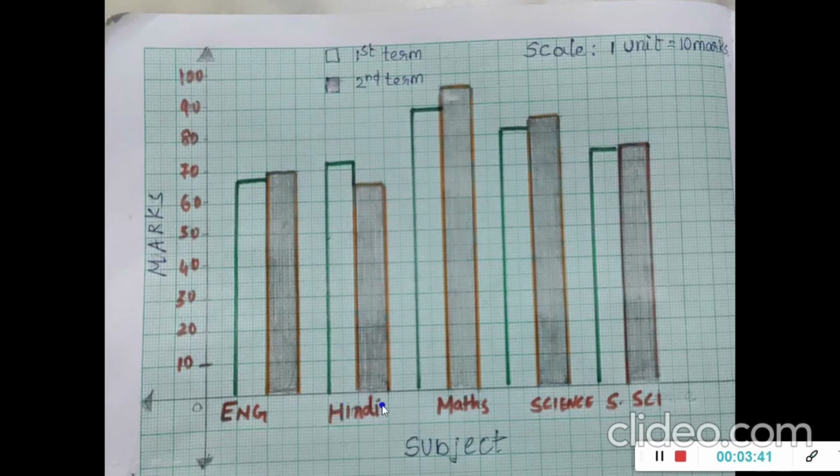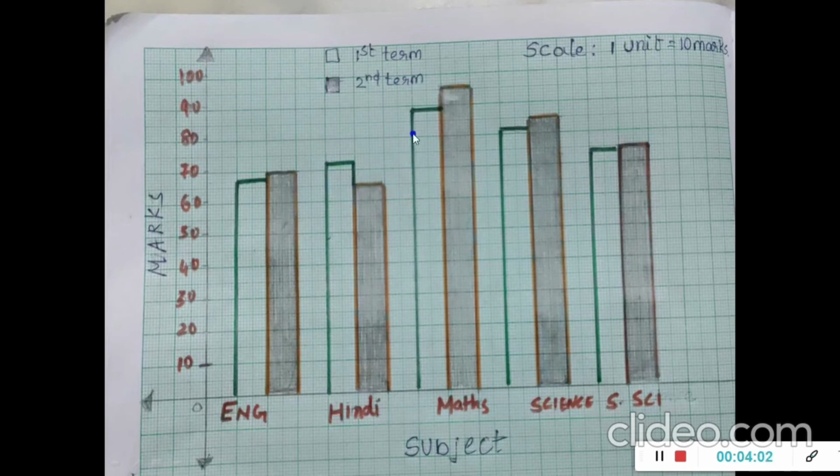Now next one is Hindi. For Hindi, it was 72. Between 70 and 80 you have one bold line, that is 5. So from 70, first line 71, the next is 72. The next Hindi, what is the second term? You have 65. Between 60 and 70 the bold line will be there, that is the 5.